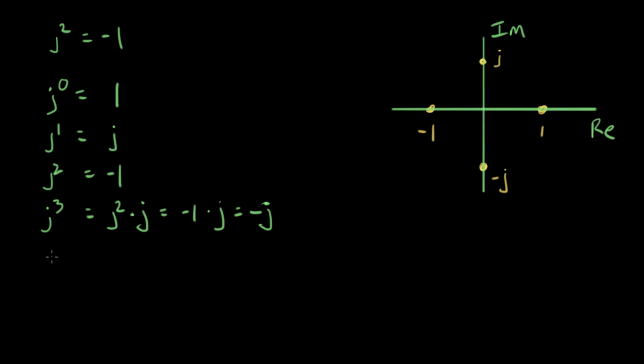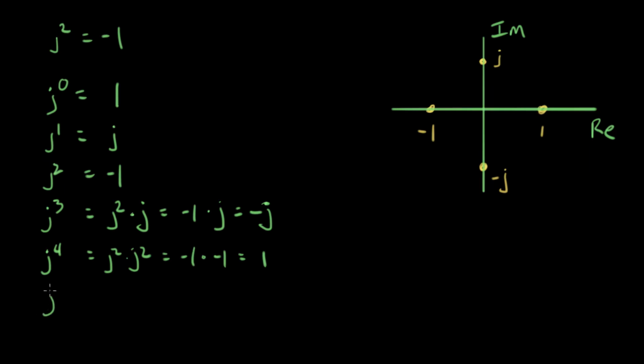Let's go 1 or 2 more. Okay, j to the 4th is equal to what? It's equal to j squared times j squared. Let's look that up. It's minus 1 times minus 1. And what does that equal to? That equals 1. So let's go plot that. Well, we've already plotted it. So that's this answer right here. All right, so we already have that.